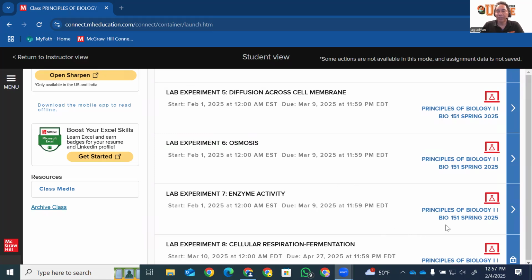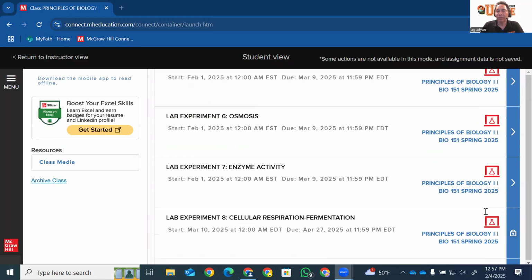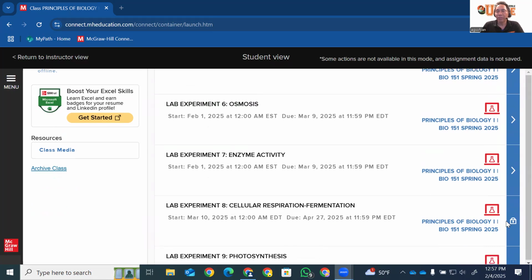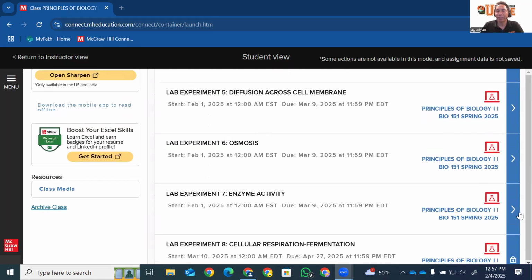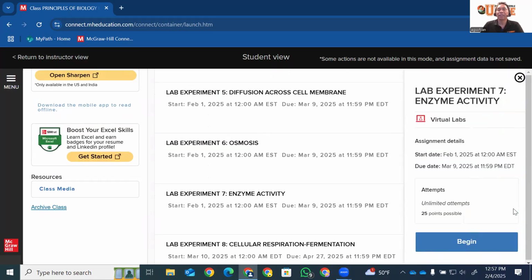When you are here, click the arrow button over here. Just for information, if there is a lock button, it means that the experiment is not available yet. For the one that's available, let's say we click this. It will give you information about the lab activity: when it is available, when it is going to be closed, and what the score for the experiment is. You will get your score automatically in your gradebook after you finish the lab experiment. So let's start by clicking begin.